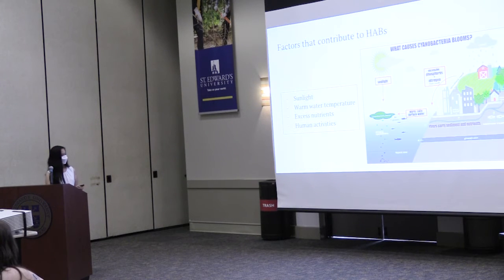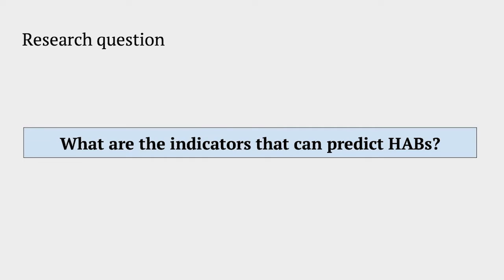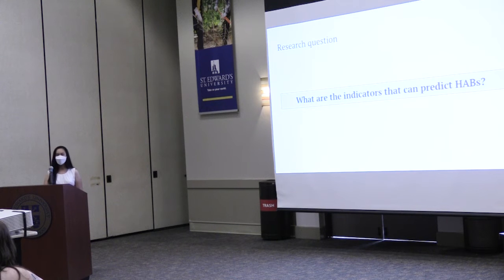So even though cyanobacteria are naturally occurring, we're adding to the damage they're doing by making them more frequent and more intense. That leads to my research question, which is: what are the indicators that can help predict harmful algae blooms? The goal of my study is to look into what predictors within an urban and suburban setting can help predict harmful algae blooms as well as the presence of cyanotoxins.